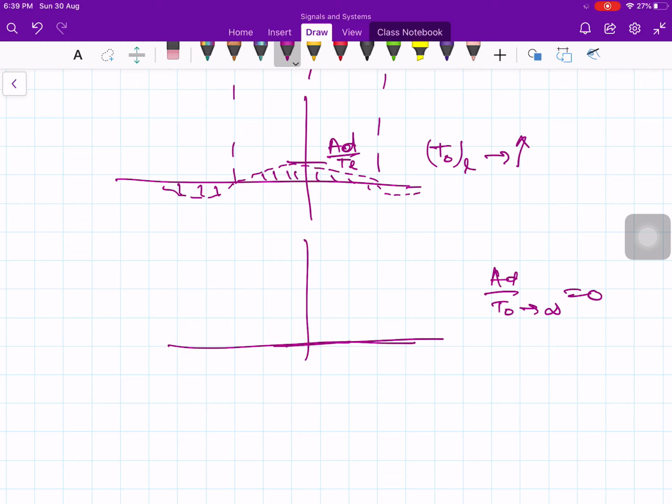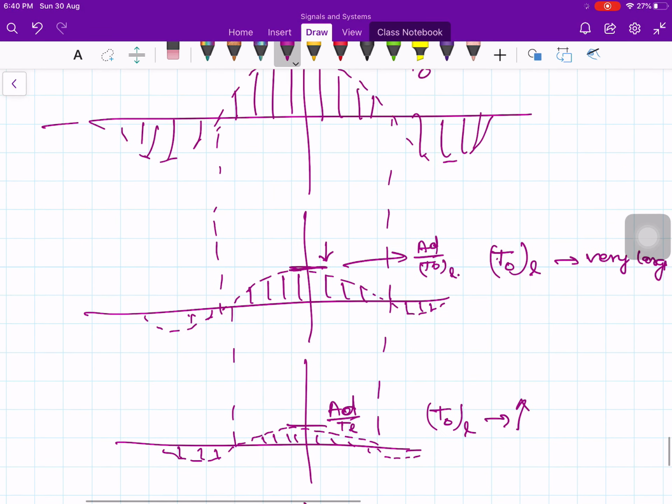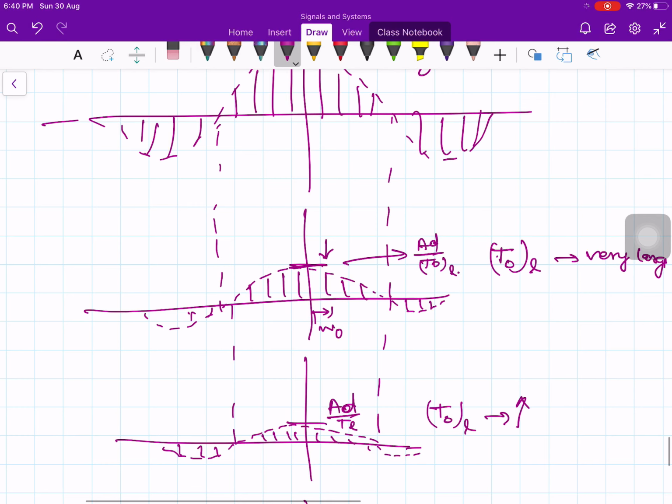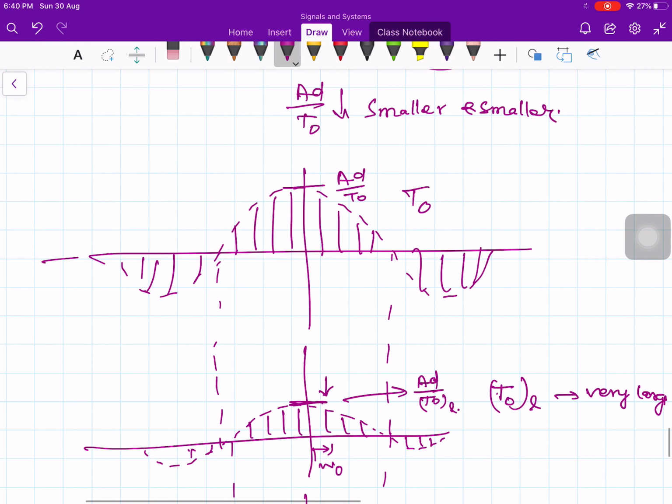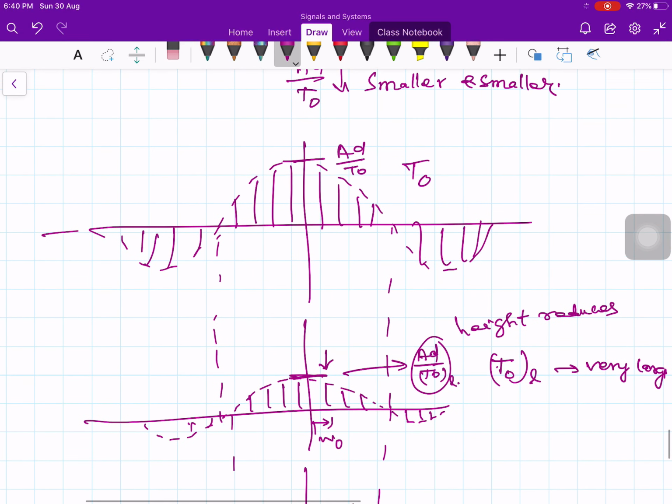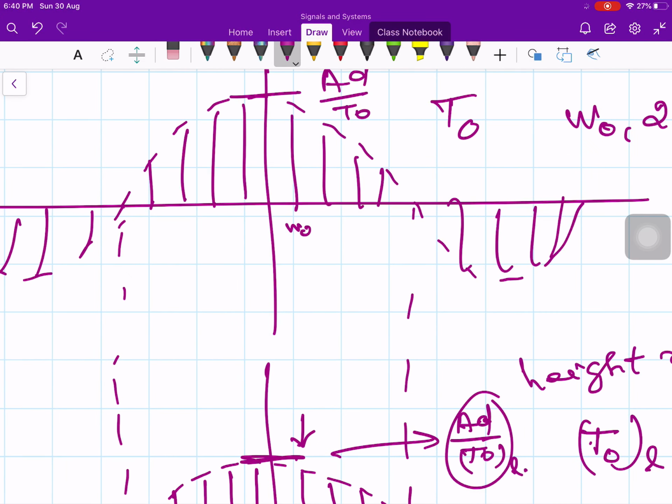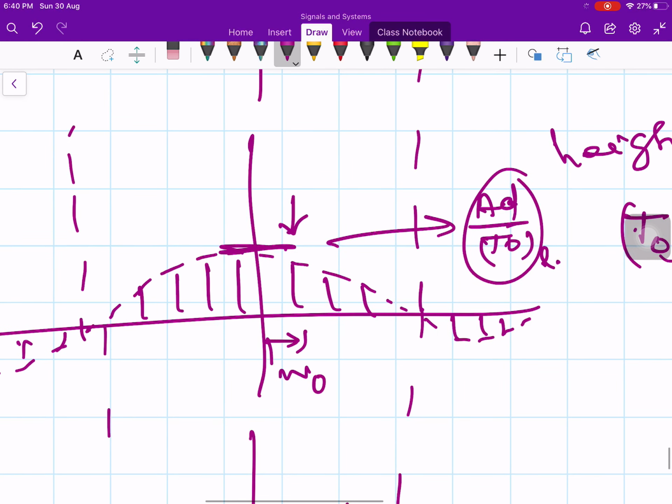Previously the spacing between two lines of the spectrum is omega naught. One more important point is that not only does the height reduce, but what about the frequency? Originally the frequencies were omega naught, 2 omega naught, 3 omega naught, and so on. Now the frequency spacing is reduced. It is not omega naught, 2 omega naught, it is delta omega. So you will get very closely spaced spectral lines like this.